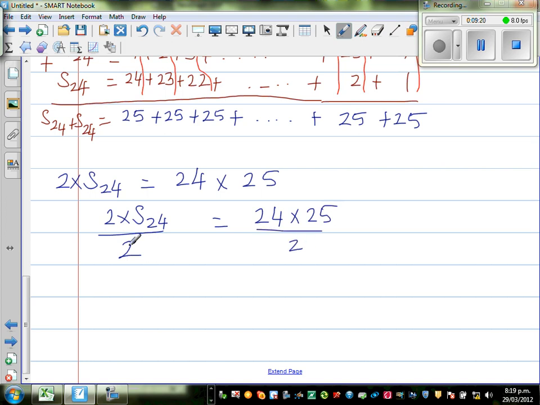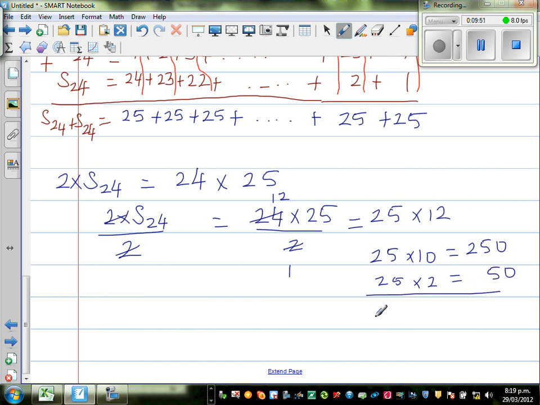If I don't want to use my calculator, dividing 2 by 2 you get 1, and dividing 24 by 2 gives 12. So this is 25 times 12. I know 25 times 10 is 250, and 25 times 2 is 50. So 25 times 12 is equal to 300.